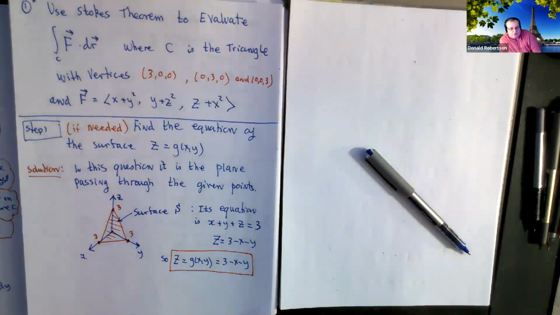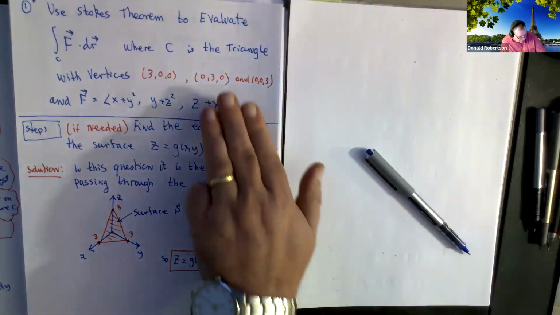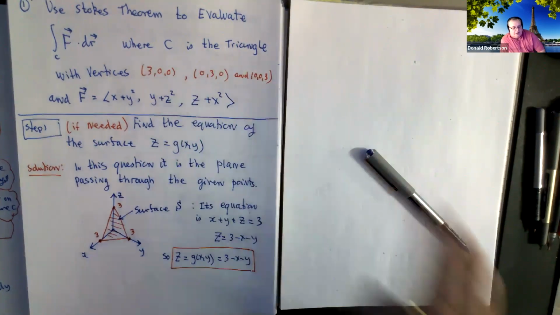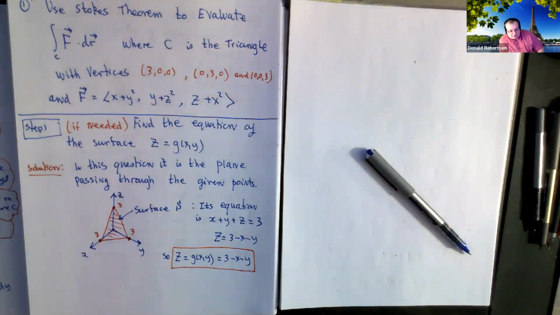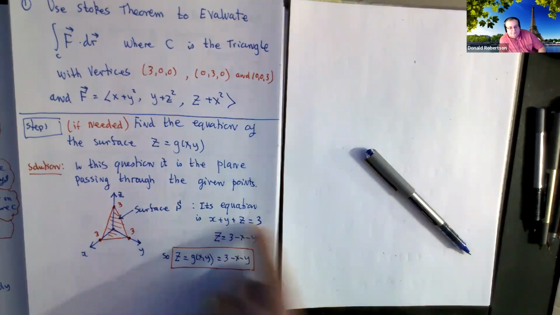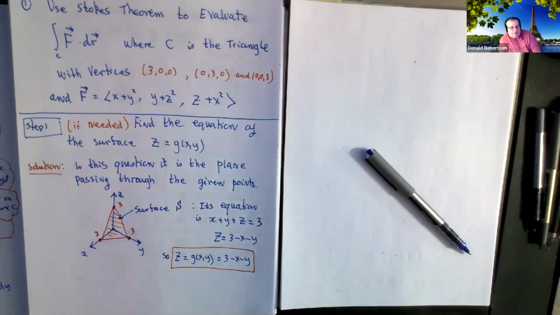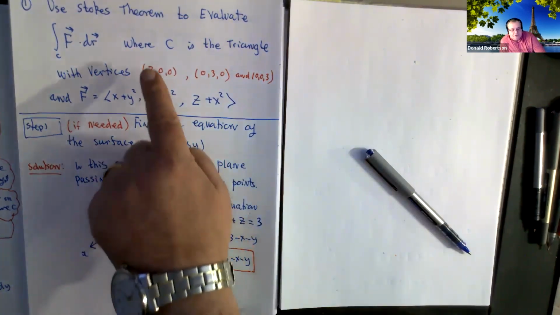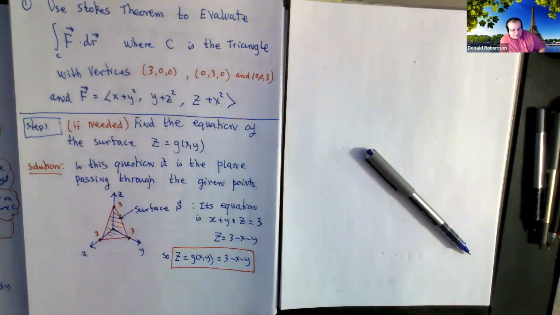You do the cross product of PQ with PR, and you then use the general equation that the normal times XYZ is equal to the normal times the position vector, let's say that point. Can you trust me that after all that work, you get this equation? So x plus y plus z equals 3 is essentially the equation of a plane that passes through these points.